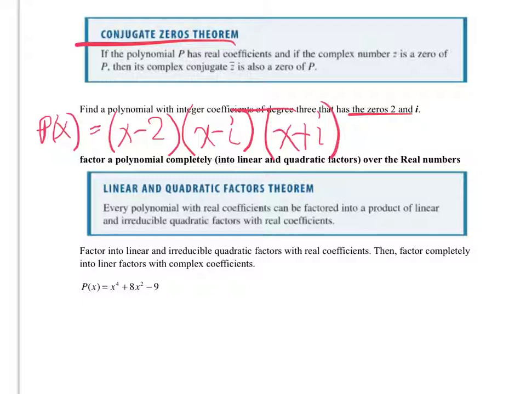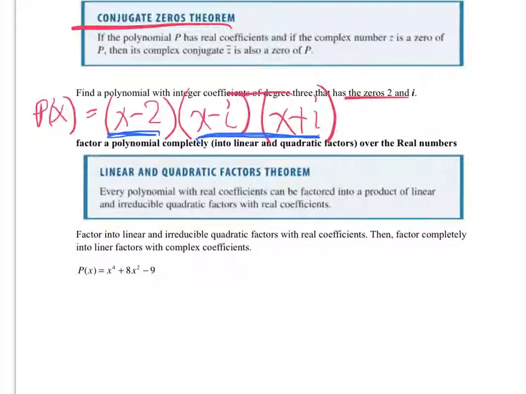So what you should do now is multiply this out. I'll let you do that on your own time for practice. I would suggest that you multiply these two first. That'll give you a nice binomial product. And then multiply that times x minus 2, and you'll see what polynomial you get. So the idea is to factor completely.